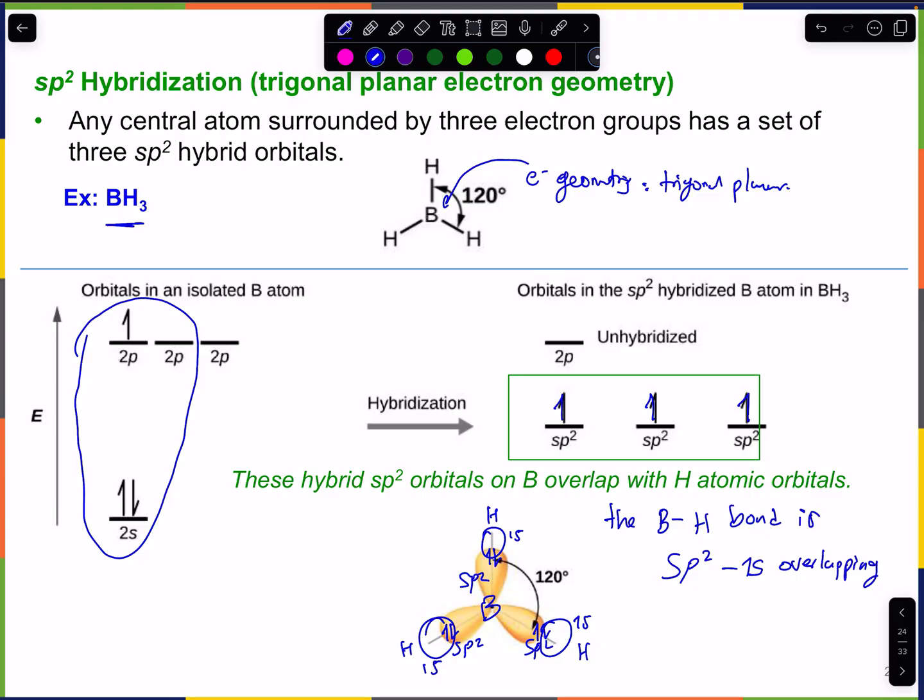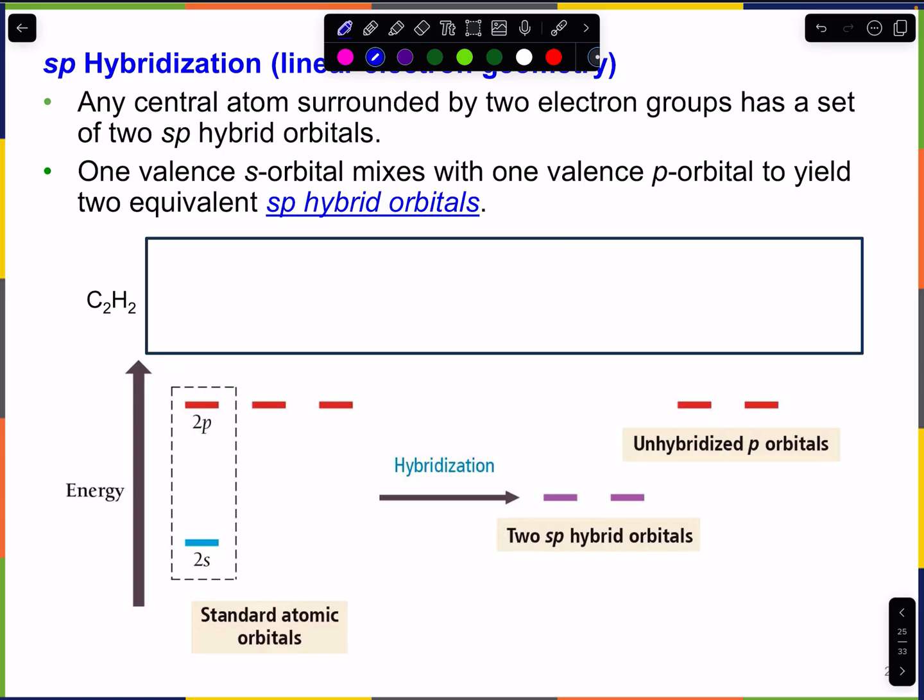All right. Let's look at one more. The sp hybridization. This sp hybridization will be happening every time we have a linear electron geometry. A linear electron geometry. Right? Any central atom surrounded by two electron groups has a set of two sp hybrid orbitals. In that case, it's the mixing of one valence s orbital with one valence p orbital to yield two equivalent sp hybrid orbitals.